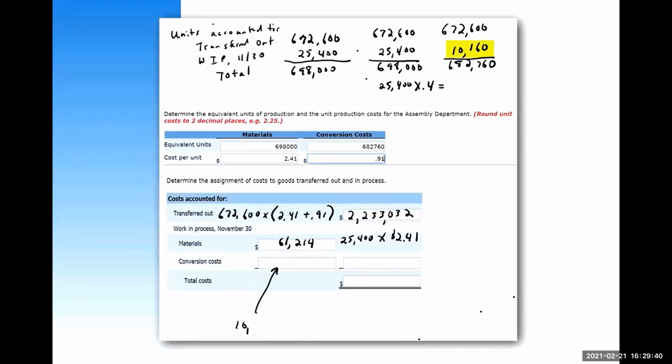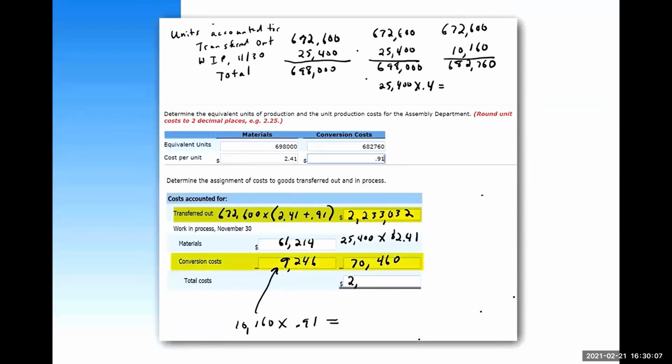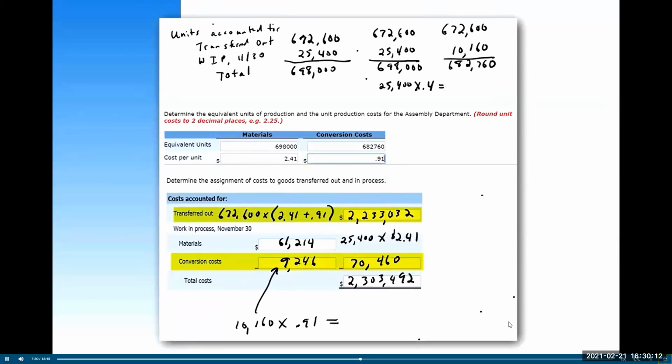So we'll have 10,160 times the price that we determined per unit, which is 0.91, gives us 9,246. The sum then for the ending work in process is 70,460, and the sum of the goods transferred out plus the ending work in process is 2,303,492.